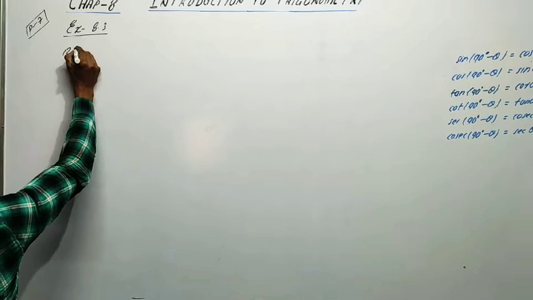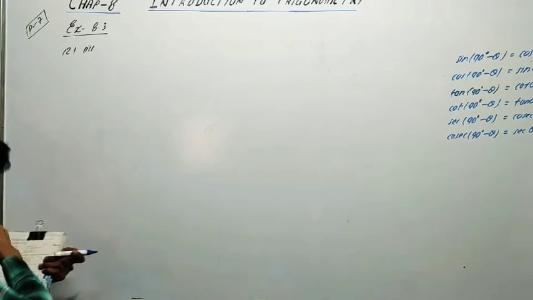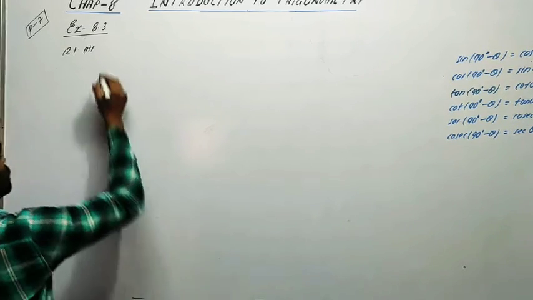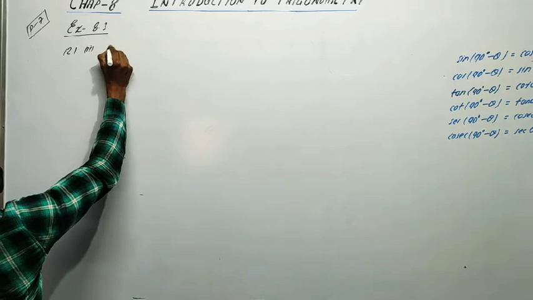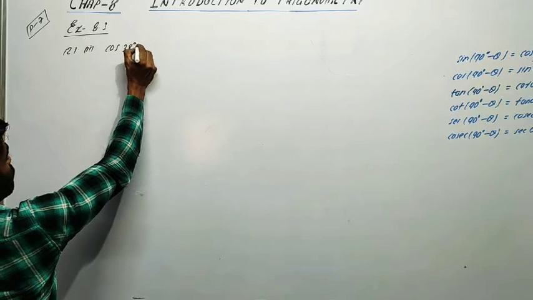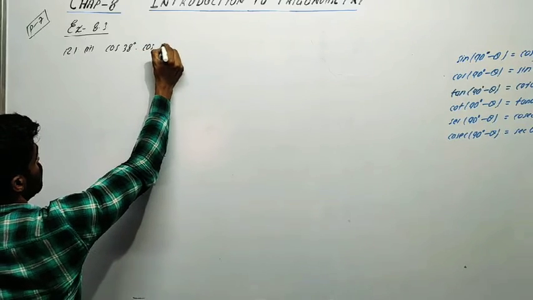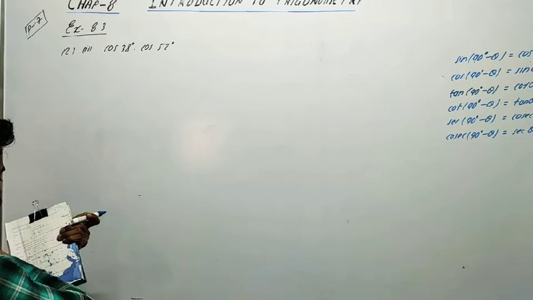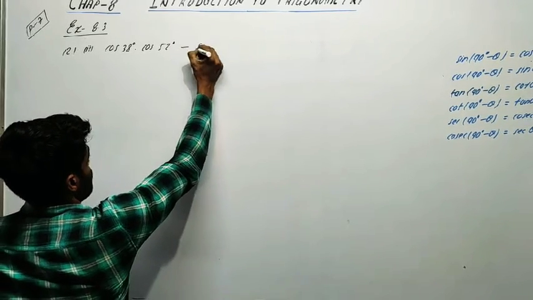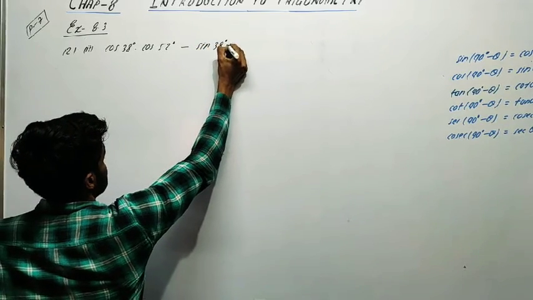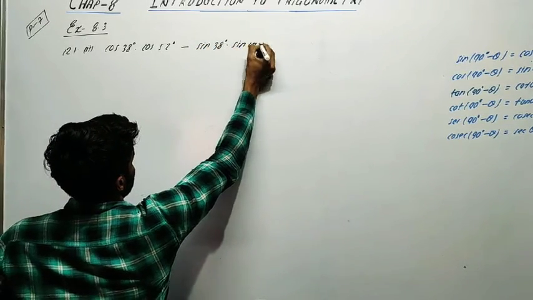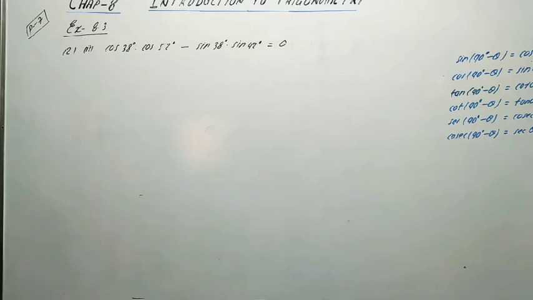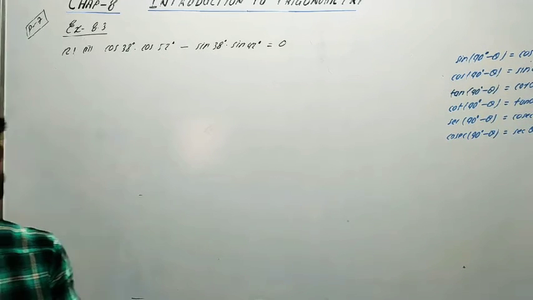Second of question number 2. Cos 38 degree into cos 52 degree, both are complementary angles, minus sin 38 degree into sin 52 degree, sin 38 degree into sin 42 degree is equals to 0. 38 and 42 are complementary. Solution.